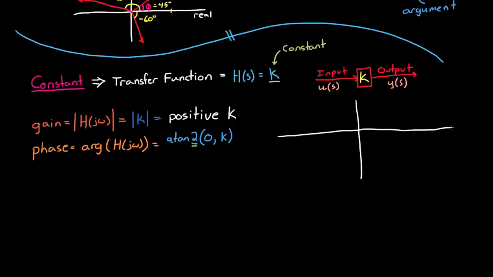Let me explain it this way. If we were to plot this on the real and imaginary axis, then all of the values would lie on the real line since there is no imaginary component.